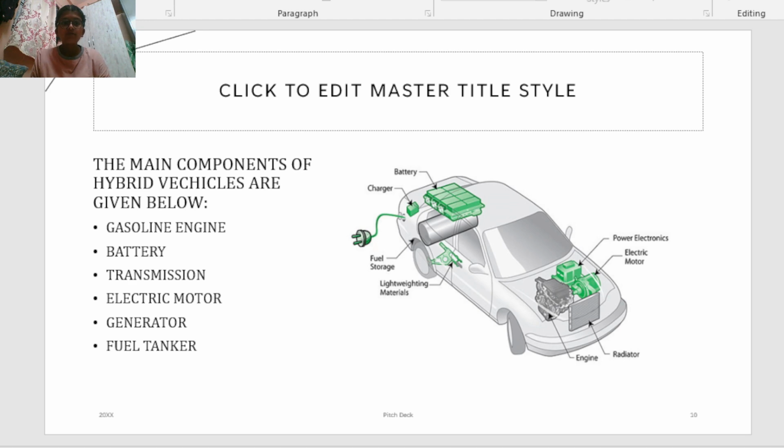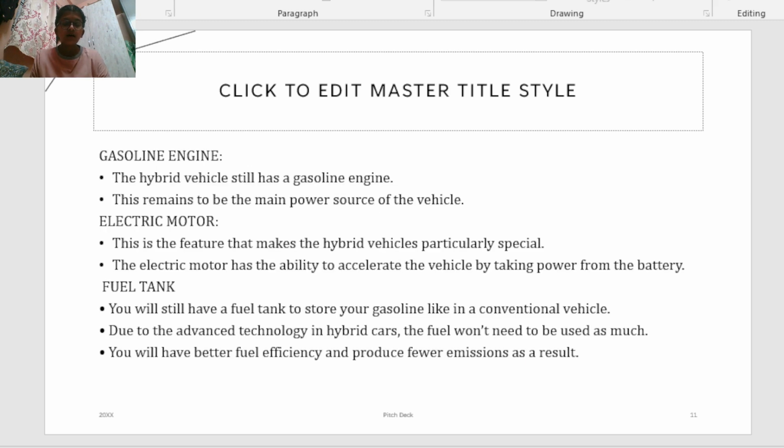Next, we have hybrid vehicles. The main components of hybrid vehicles are given below. First, we have gasoline engine, battery, transmission, electric motor, generator, and a fuel tank. So let's discuss the parts and the description. The hybrid vehicle still has a gasoline engine. This remains to be the main power source of the vehicle.